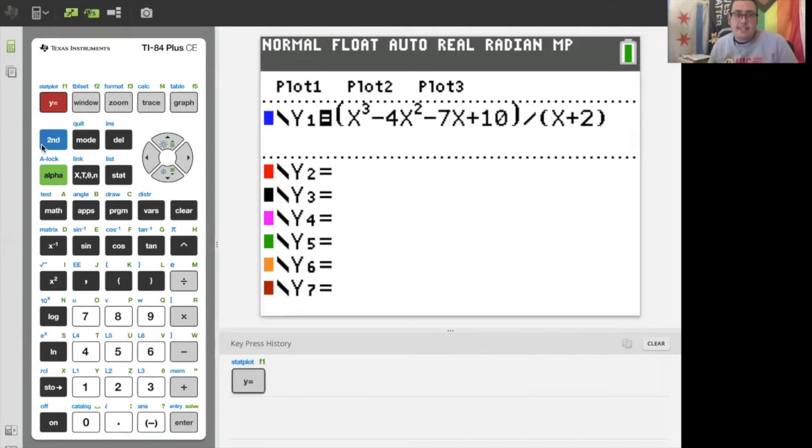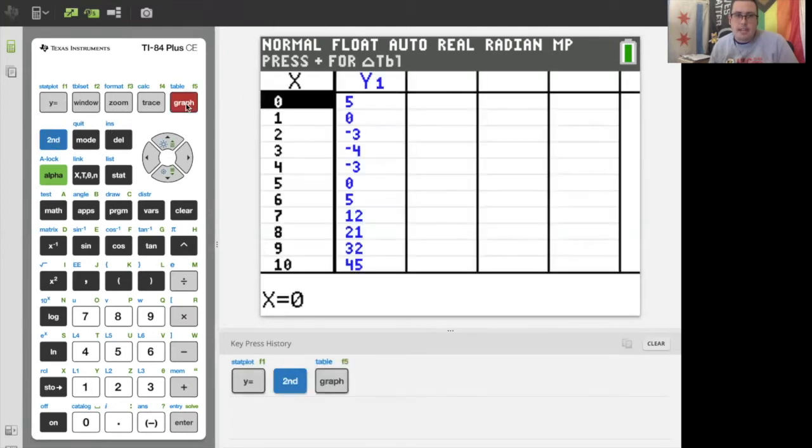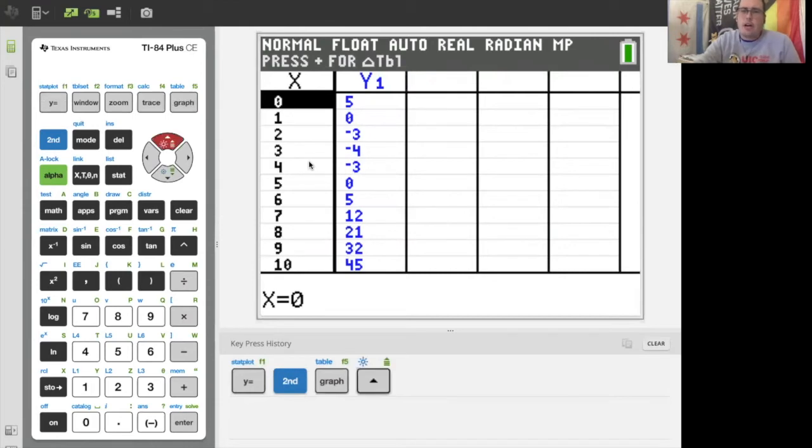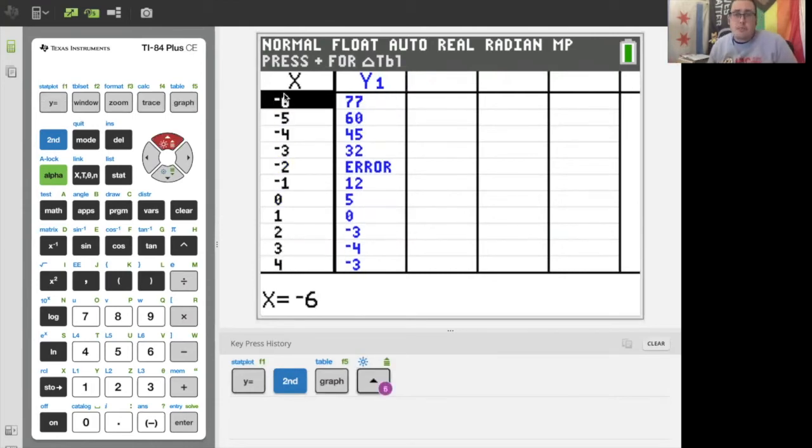And if I hit second and go to my table, so second graph would bring up my table, we notice that our table is normally set up with just integers here. These are specific integers that we've got. And I'd say we see an error at -2, which if we take a look at the equation itself, if you plug -2 into the denominator, -2 plus 2 would give us 0. So that would be causing the equation to divide by 0, so it spits out an error as the output for that.